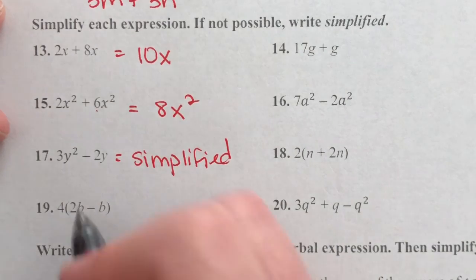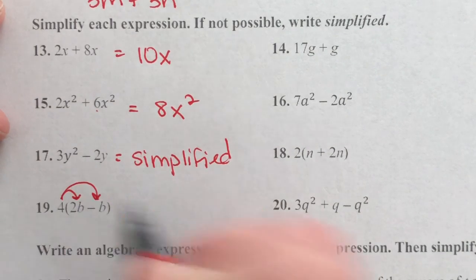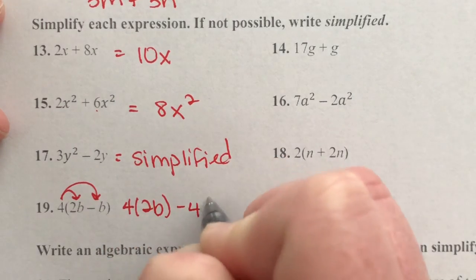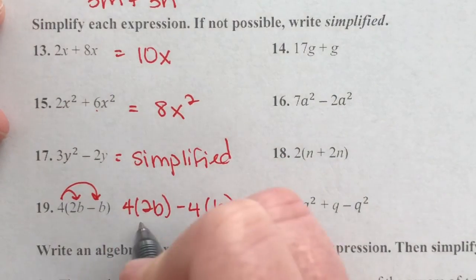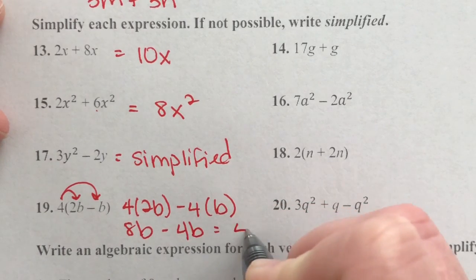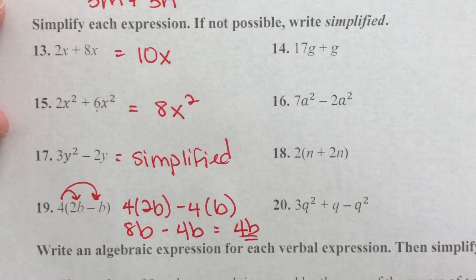And then number 19, I can distribute. Right, 4 times 2b minus 4 times b. That's 8b minus 4b, which is 4b. That's the final answer.